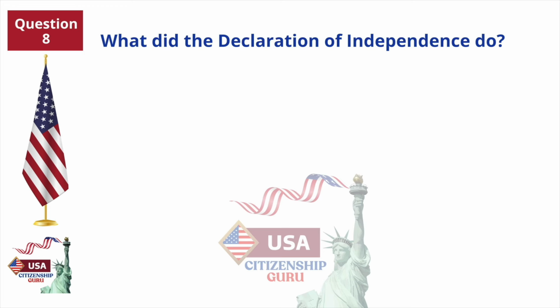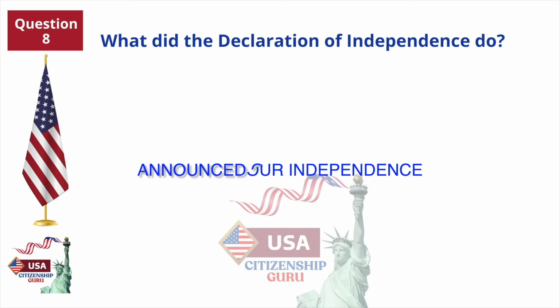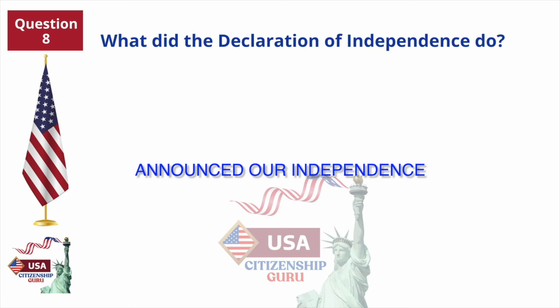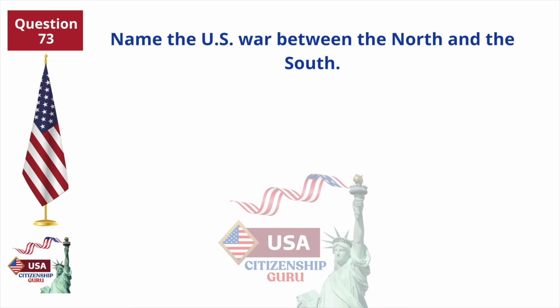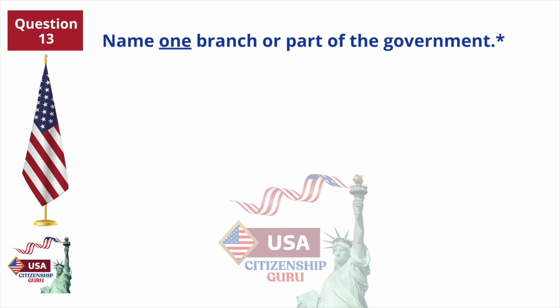What did the Declaration of Independence do? Announced our independence from Great Britain. What does the President's Cabinet do? Advises the President. Name the U.S. war between the North and the South. The Civil War. Name one branch or part of the government. Congress.